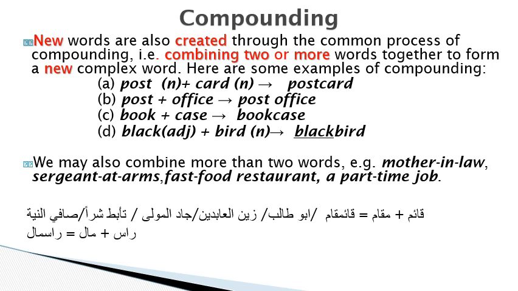You see that the new word is going to be either partially derived from the meaning of the original two words, or it's going to have a new, complete meaning. So we have examples. For example, post and card. When we join them together, we have postcard. When we have post and office, book and case, black and bird, black and ball.